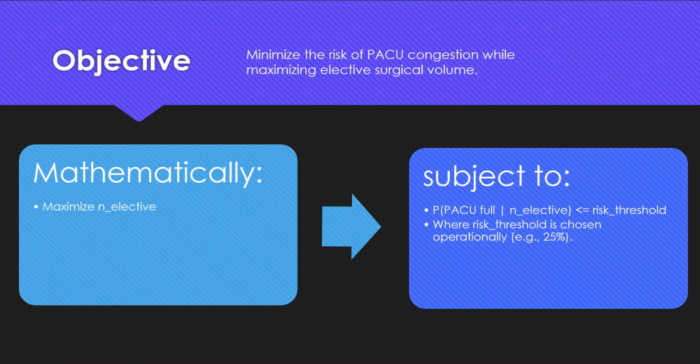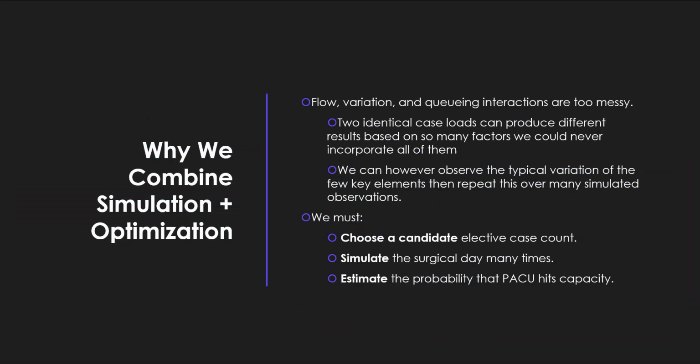And so we are going to look to maximize the number of elective cases that we can run, subject to the probability of our PACU being full, given those cases, being less than a risk threshold that we have. We're going to go ahead and just choose a risk threshold that seems operationally relevant here. Example, 25%. So we're looking to minimize the risk of PACU congestion, but maximize elective surgical volume. Very common type of problem that needs to be solved for.